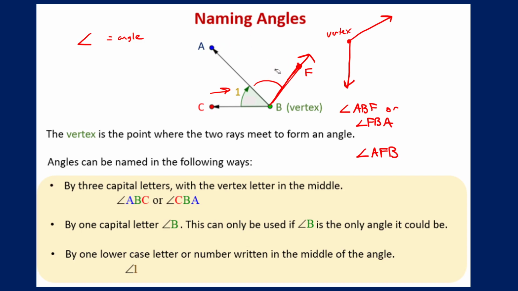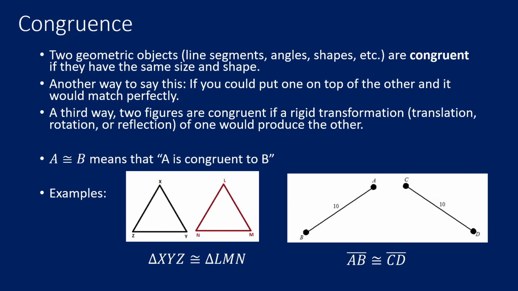That will matter, and on a quiz or a test, if you were to label something incorrectly, we would take usually like a half a point or something like that. It's also important to be able to read this notation because a lot of times you'll be told, find the measure of angle FBA, and you need to know, okay, they're talking about this one. So that's just some conventions for naming things.